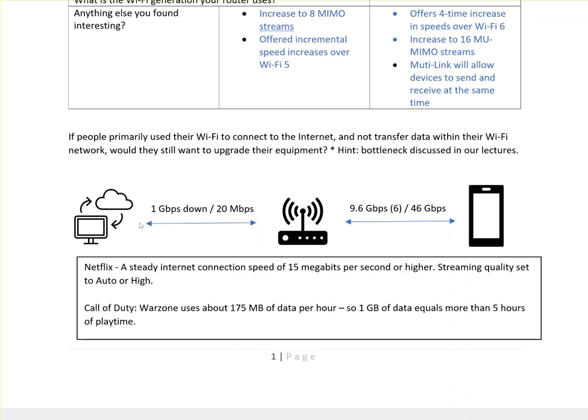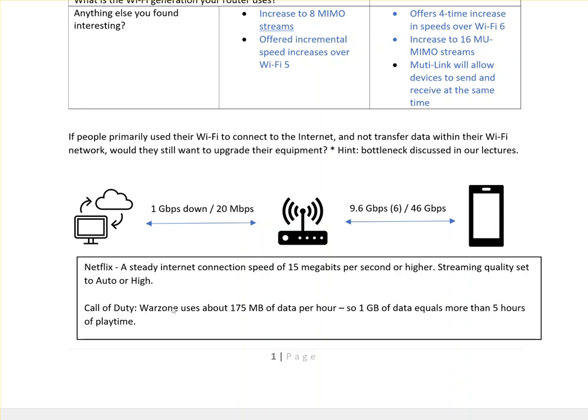So you notice this is the bottleneck here. Well, here's something you may not know. Netflix needs a steady internet connection of only 15 megabits per second, not gigabits, per stream for high quality 4K streaming. Just 15 megabits for each stream. Got 5 people in the house, multiply by 5. That's the bandwidth you need just for Netflix.